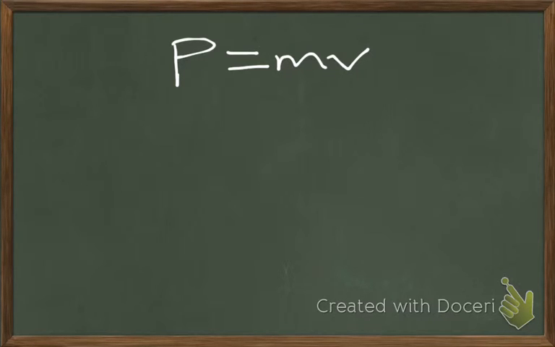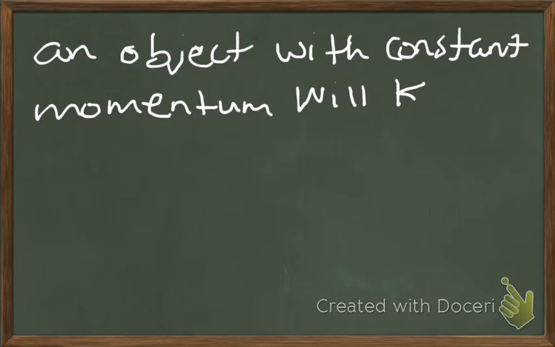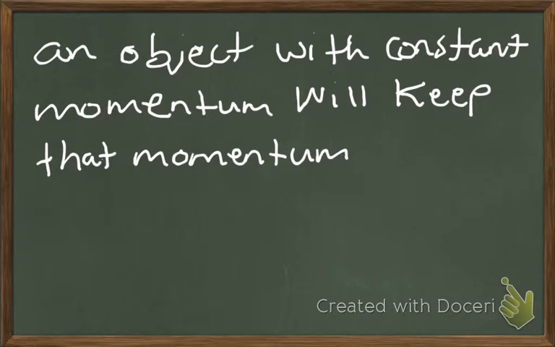So we were talking about objects at rest and objects in motion. Really, an easier way to sum that up is something with a constant velocity, whether it's 0 or whether it actually has a velocity. If we look at our new equation that we just learned for momentum, if we have a constant velocity, our mass doesn't change, so therefore our momentum is also going to be constant. So another way to write Newton's first law is: an object with constant momentum will keep that momentum.